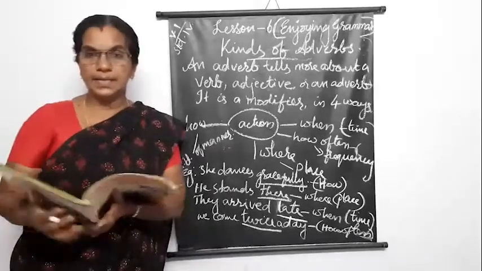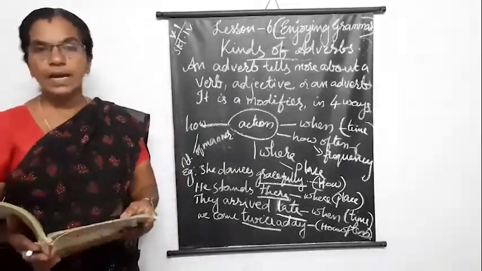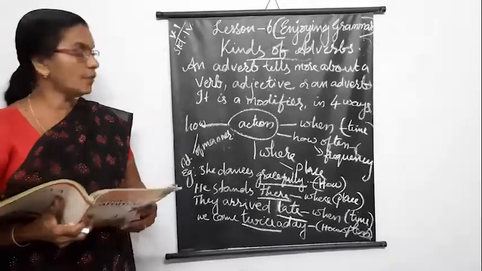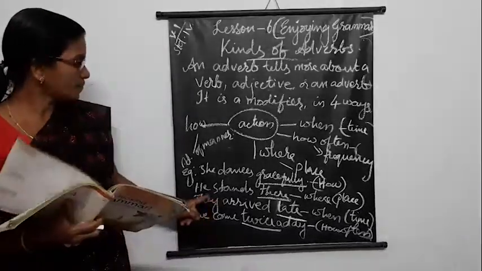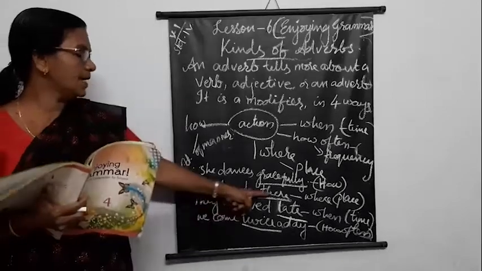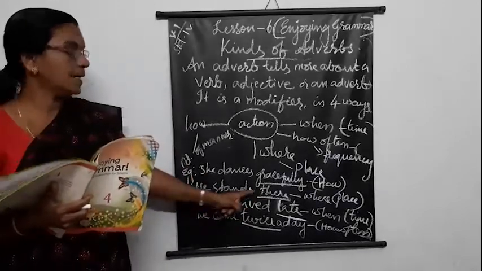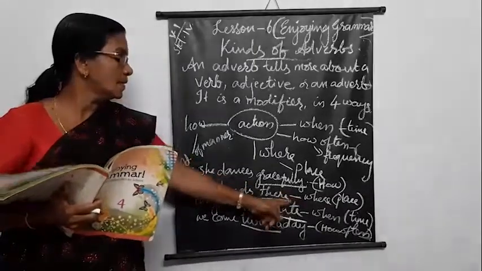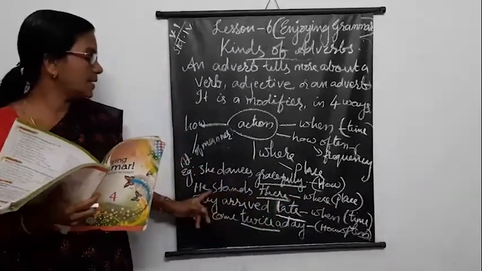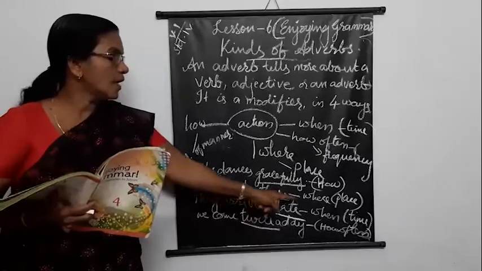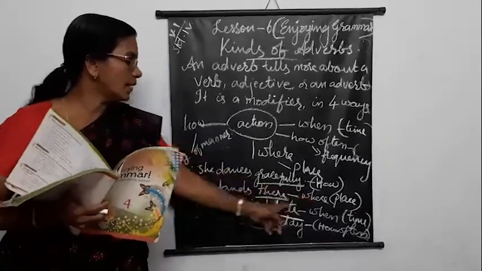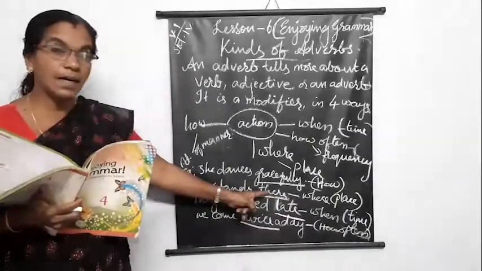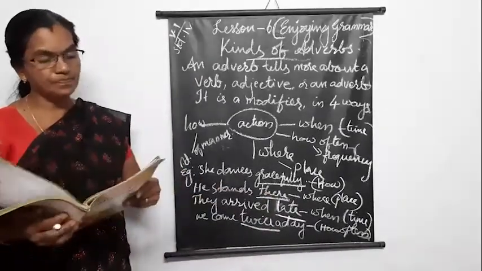Adverbs of place tell us where the action happens. For example, he stands there. Where does he stand? He stands there. So there is the adverb of place. When we ask a question with the word where, we will get one word as the answer. That word is the adverb of place.